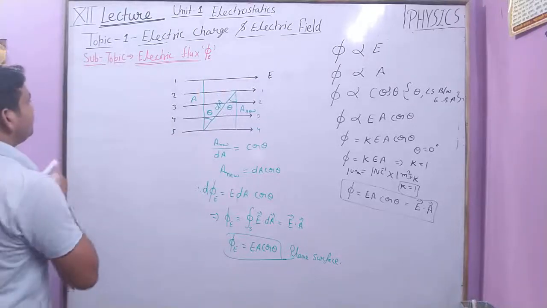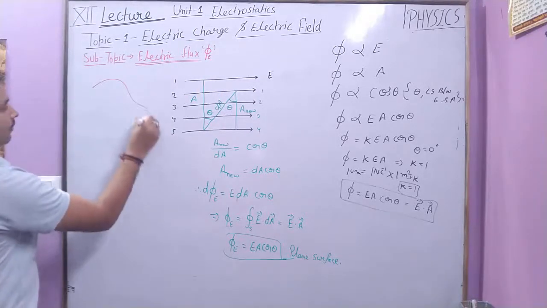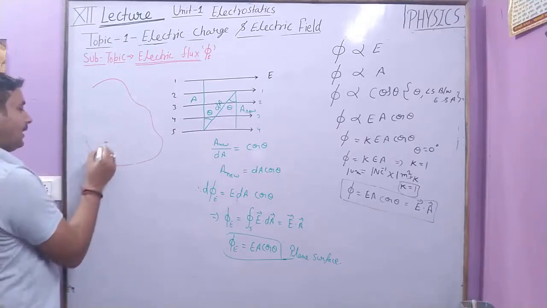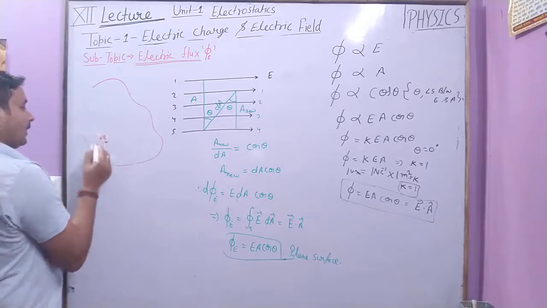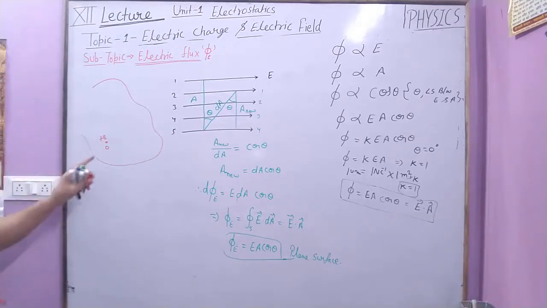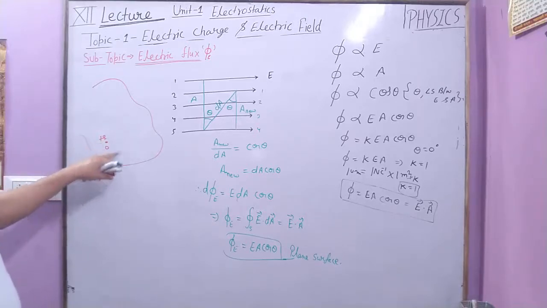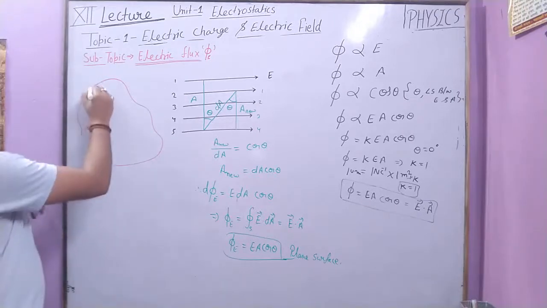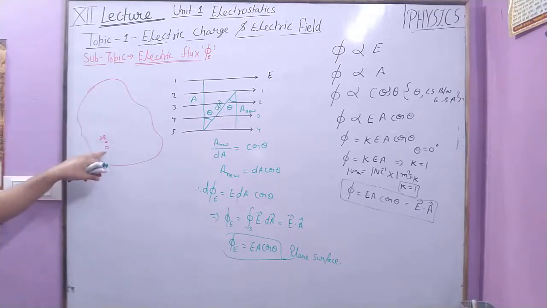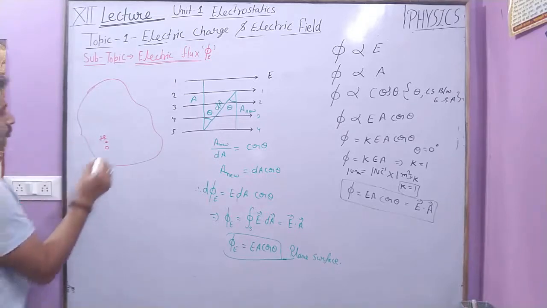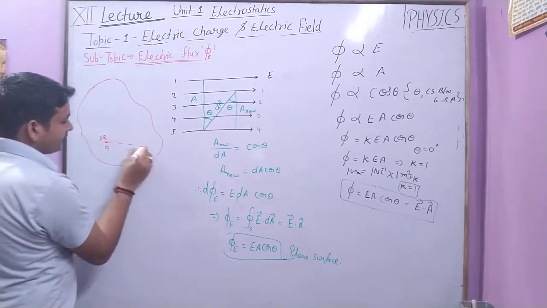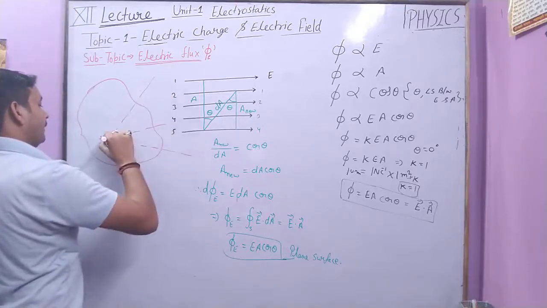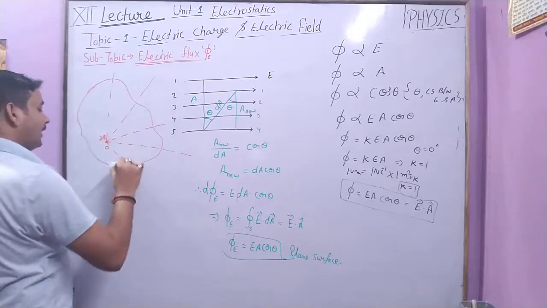For example, suppose we have a surface like this, okay, and a charge is kept anywhere inside the surface. Let a charge Q be placed at point O inside the closed surface. So the electric field lines pass through this surface at different angles at different points.